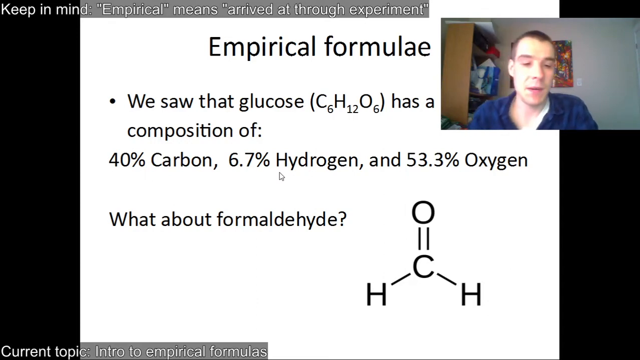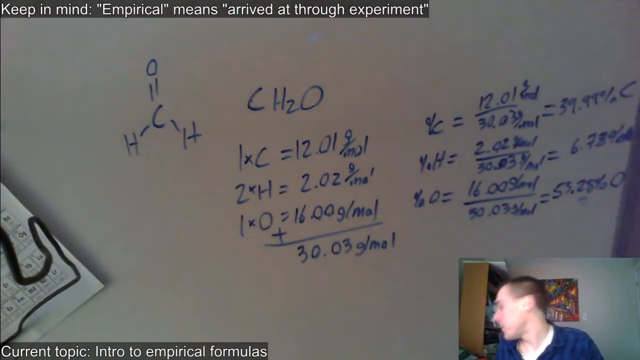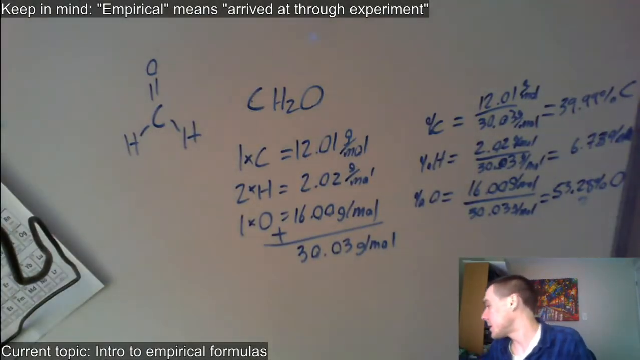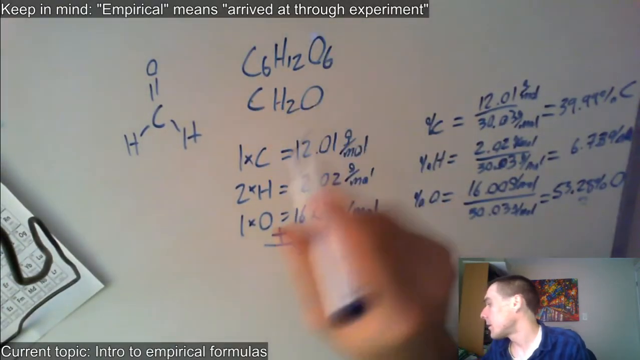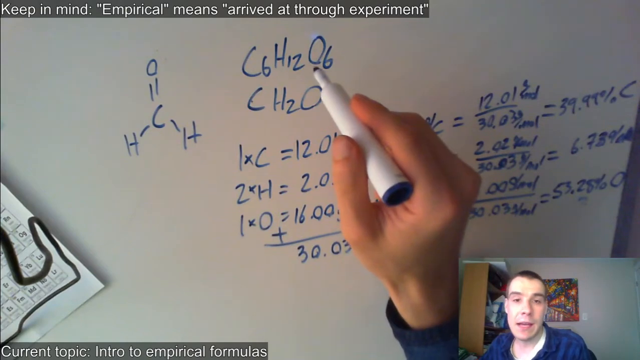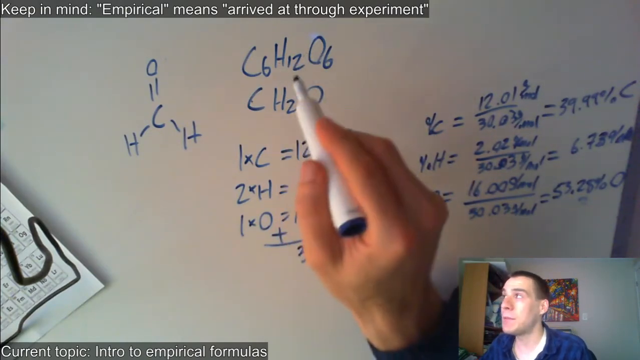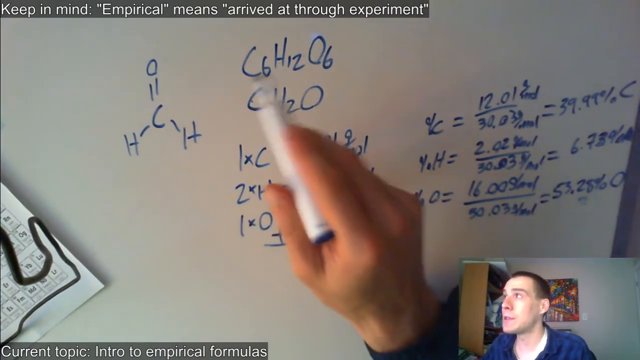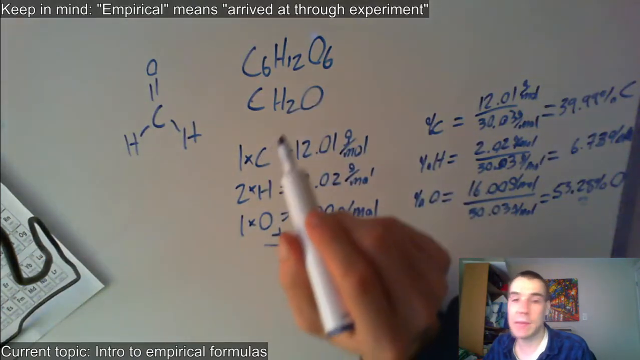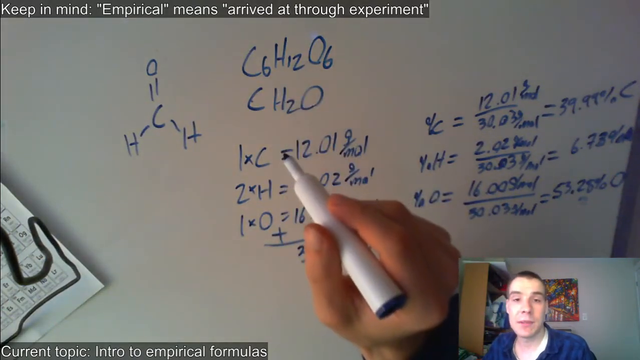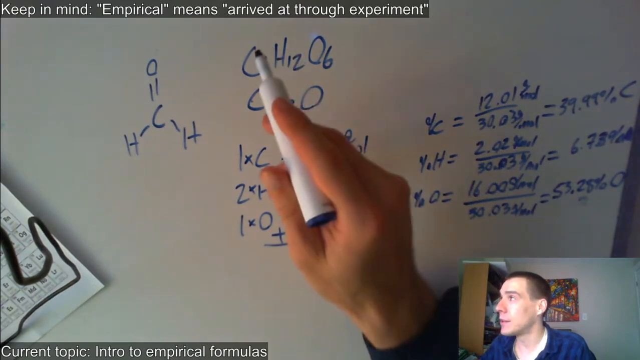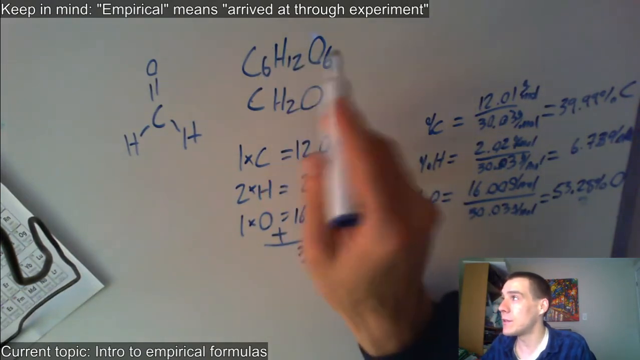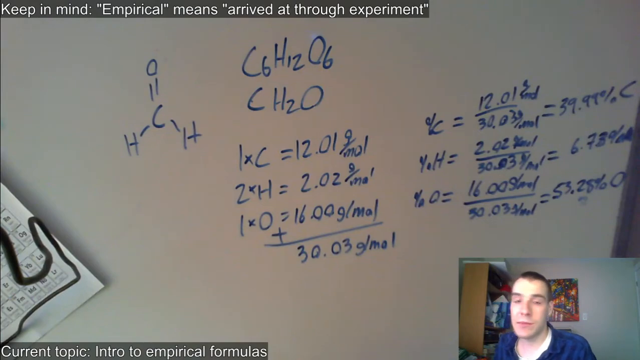Which shouldn't be surprising because the glucose was C6H12O6. It's got the same atoms in the same proportions, and so in terms of percent mass, you'll have the same percent mass for the carbon versus the total, hydrogen versus the total, and oxygen versus the total. So this is where empirical formula comes in.